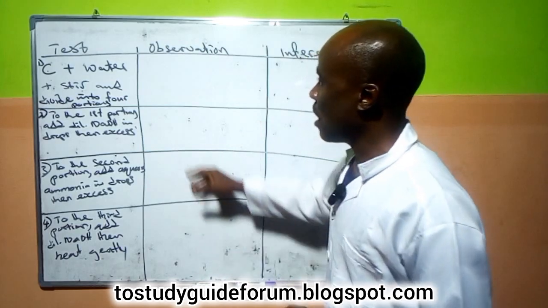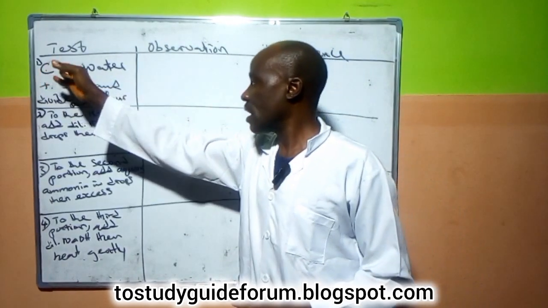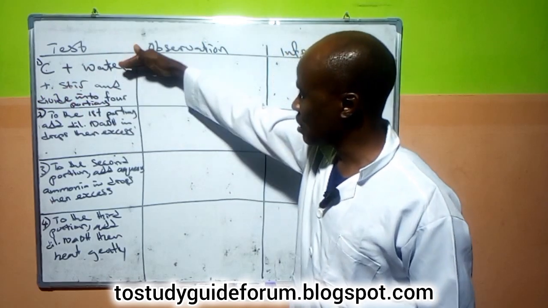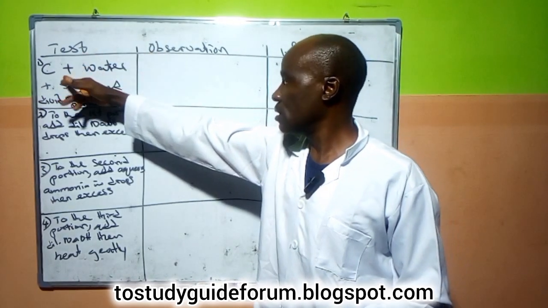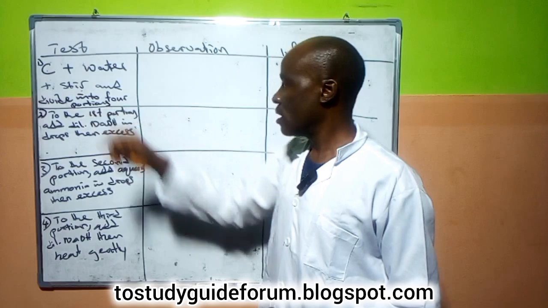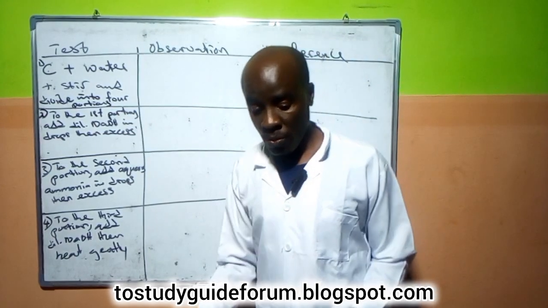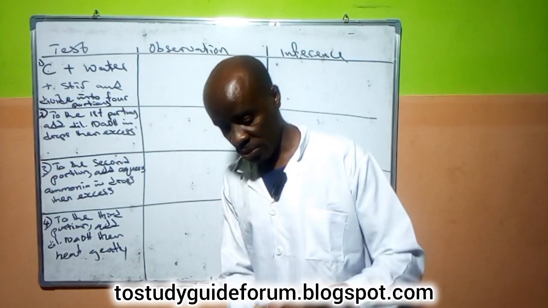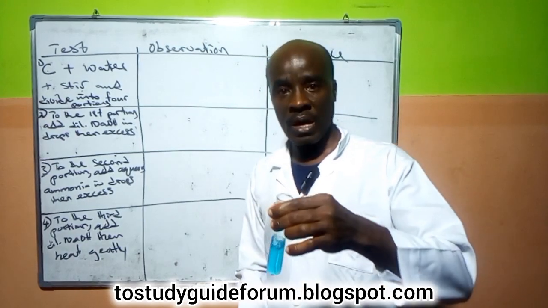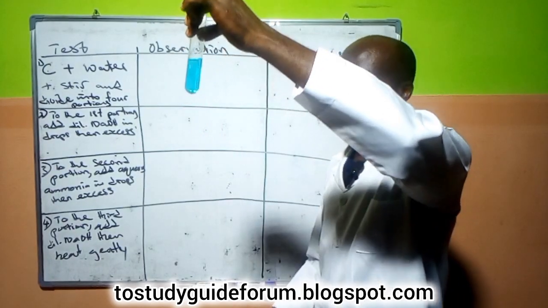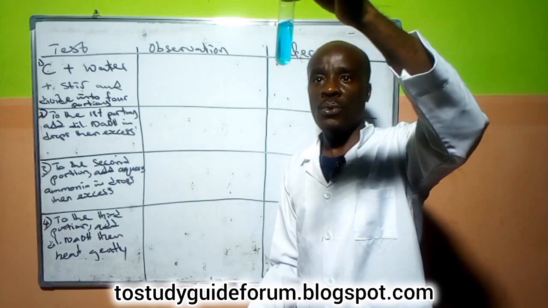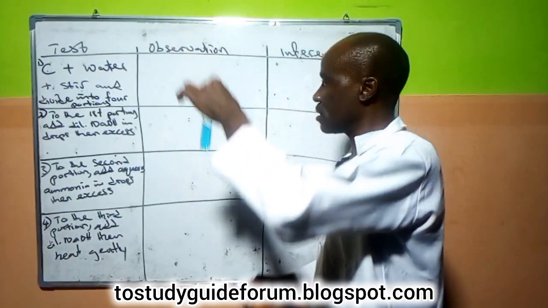Now, the first thing we have here is, like I said in that place, a solubility test they are doing here. The solubility test is the C plus water there. What we have there is a soluble compound. It's very soluble, and it gives us a blue solution, as you can see here.